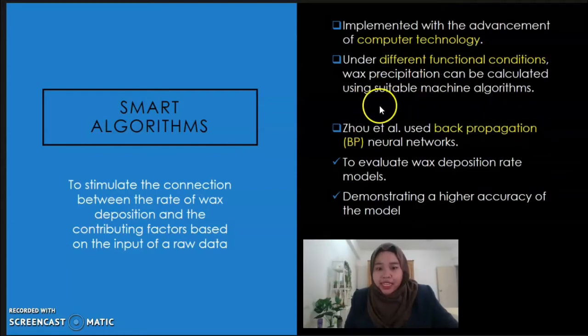So we can take an example. For instance, Zhou et al. used a backpropagation (BP) neural network and stepwise regression analysis separately to evaluate wax deposition rate models, demonstrating a higher accuracy of the model based on the BP neural network.